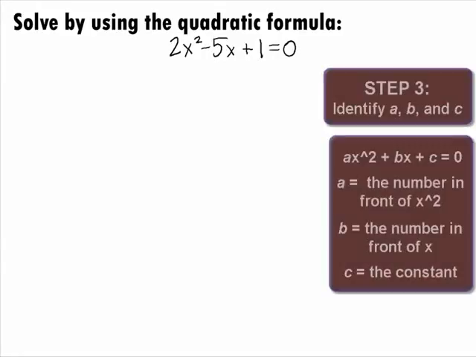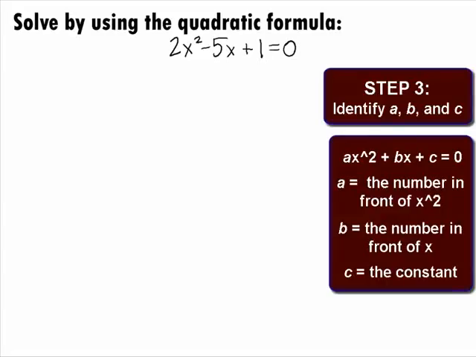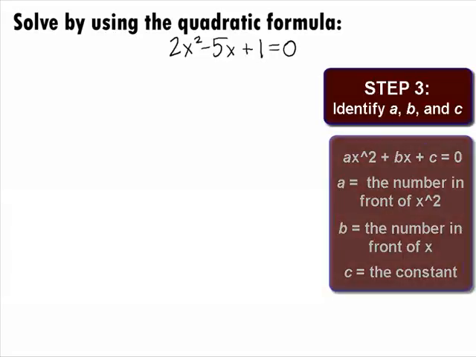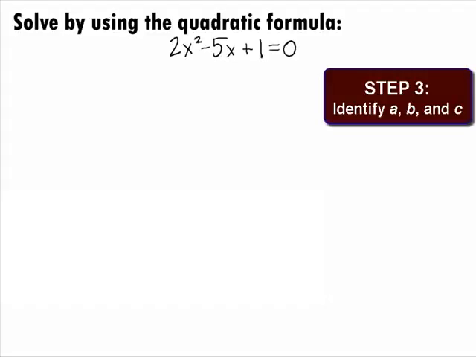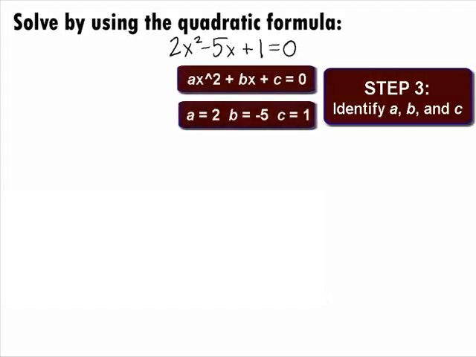In step 3, we want to identify a, b, and c. In standard form, a is the number in front of x squared, b is the number in front of x, and c is the constant. We want to make sure that we keep the sign that is in front of each of those numbers. So for our problem, that means a equals 2, b equals a negative 5, and c equals 1.